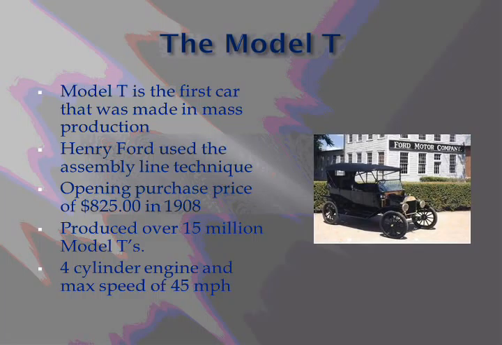Henry Ford's Model T is the first car that was made in mass production in order to be more affordable to the public. Ford used the assembly line technique to revolutionize the automobile industry. It was first sold in 1908 with a purchase price of $825. He ultimately ended up producing over 15 million Model Ts. The Model T ran on a four-cylinder engine and could only run up to 45 miles per hour.